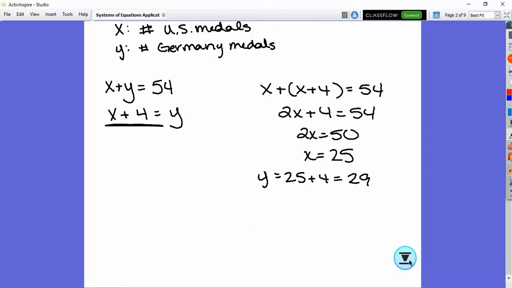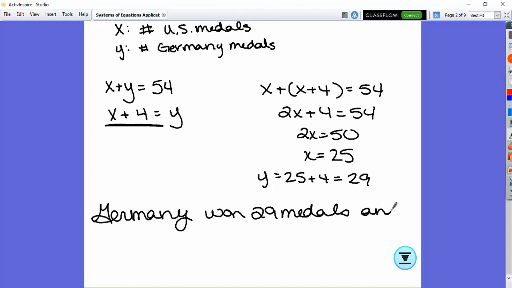So if it's a word problem, how am I going to want you to answer? Sentence, okay. So Germany won 29 medals. And the US won 25. Questions there?